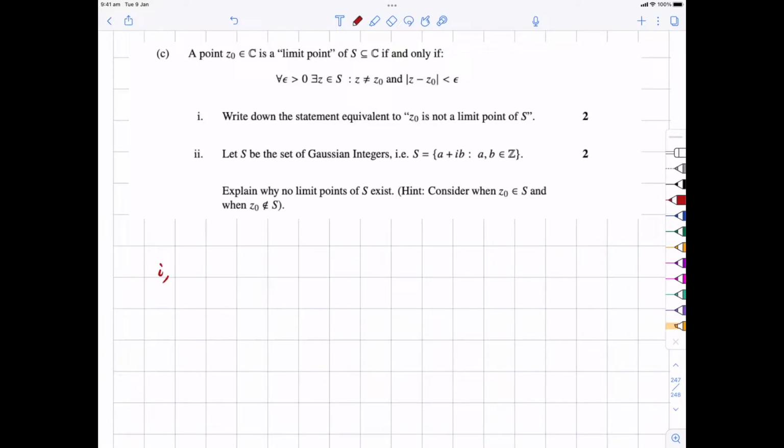Now, the statement that we've been given is a quantified statement because we have these quantifiers out the front. And so we need to take the negation of a quantified statement. And so how do we do that? Well, we negate the quantifiers, keeping them in the same order, which basically means whenever we have a for all, we swap it to a there exists, and vice versa. Whenever we have a there exists, we swap it to a for all. So we start off with there exists an epsilon greater than 0 for all z in S.